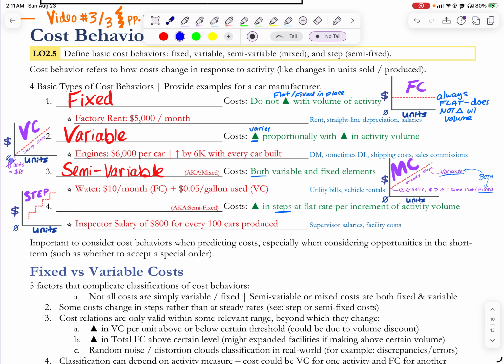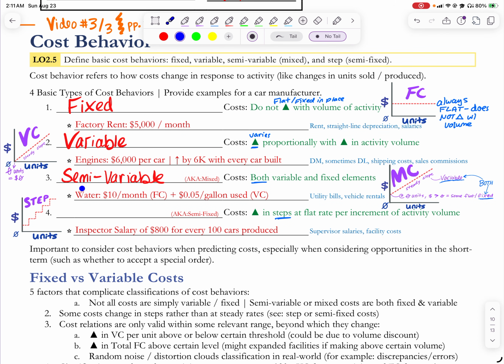Note that it looks a lot like the variable cost graph over here, the difference being where they originate. This truly variable cost is represented by its origin at 0. So at 0 units made, I also have $0 in cost. There is no fixed element to that.